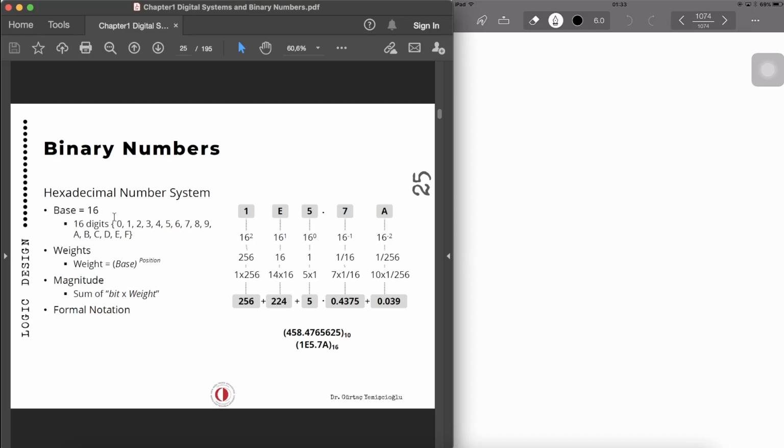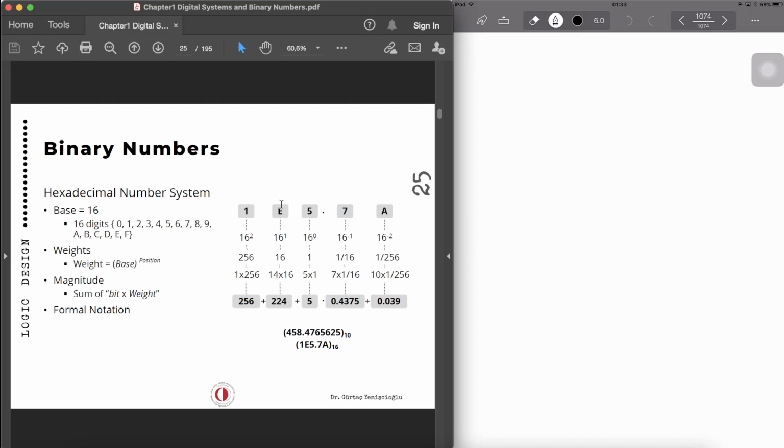16 is base 16, so it starts from 0 and goes up to 15. But one thing about hexadecimal numbers, anything greater than 9 is represented with letters. So A, B, C, D, E, F is 10, 11, 12, 13, 14, and 15. So this is base 16. And again, let's say 1E5.7A. Now 5 is 16 to the power 0, as we are using base 16. 16 to the power 1 and 16 to the power 2. Then you just do simple mathematics, and these are minus 1 and minus 2.